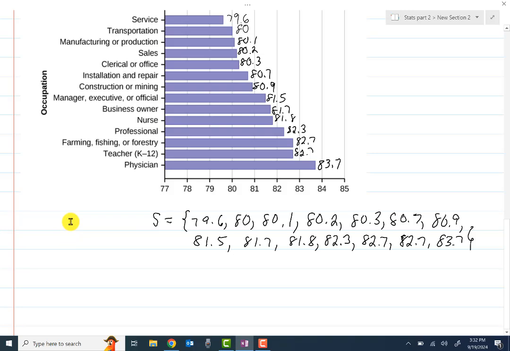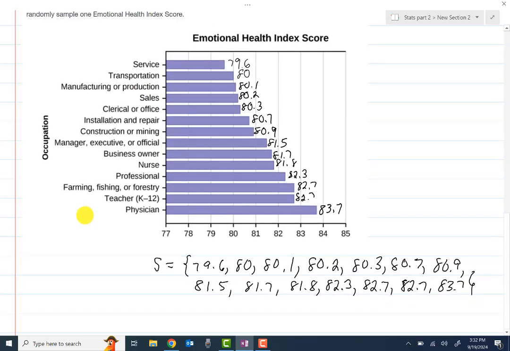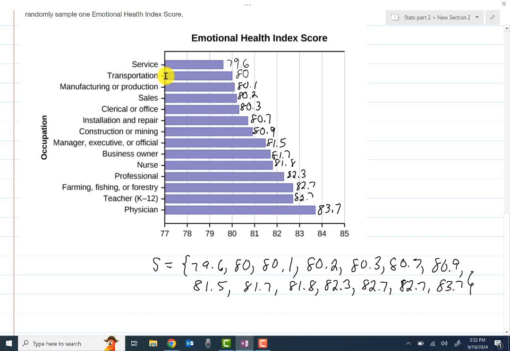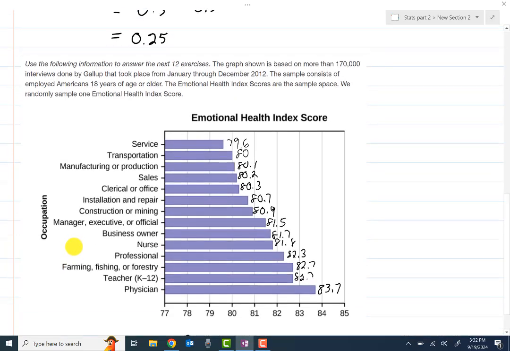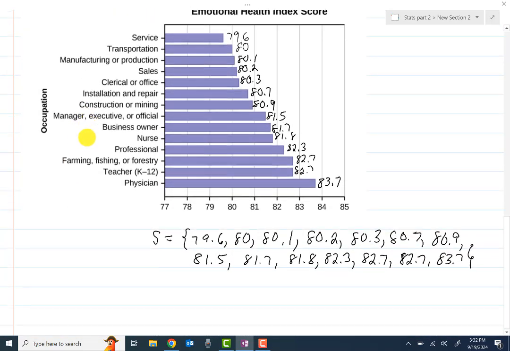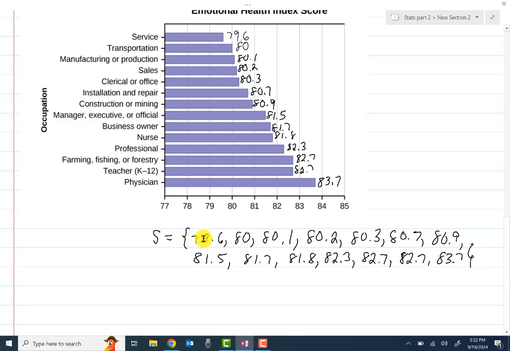So let me count how many things I have here. Well, you have one for every bar, so let's see, we have 1, 2, 3, 4, 5, 6, 7, 8, 9, 10, 11, 12, 13, 14. They didn't tell us it was 14, so let me just also make sure I've got 14 numbers in here. So I have 1, 2, 3, 4, 5, 6, 7, 8, 9, 10, 11, 12, 13, 14. All right, so I've got 14.